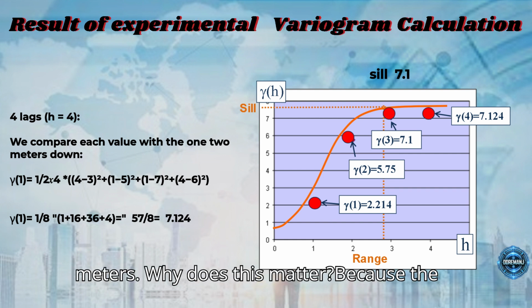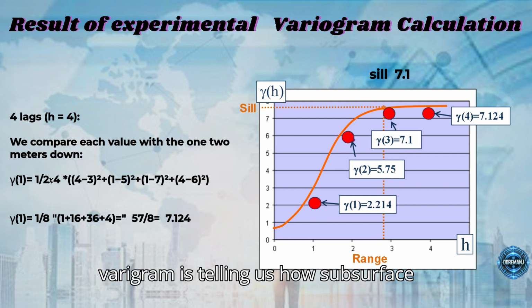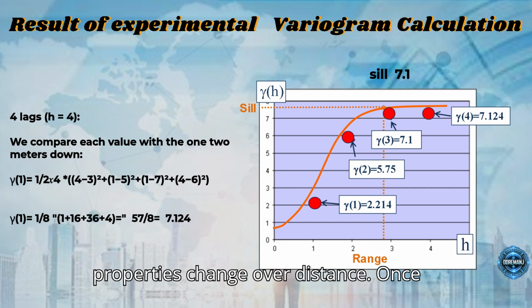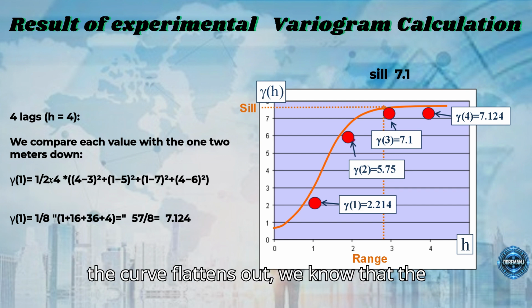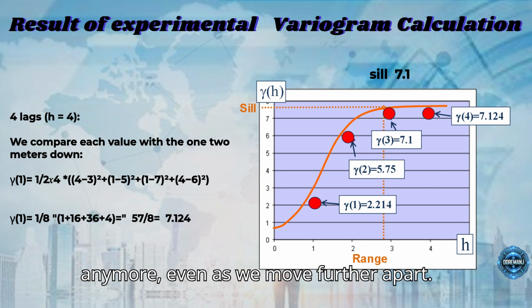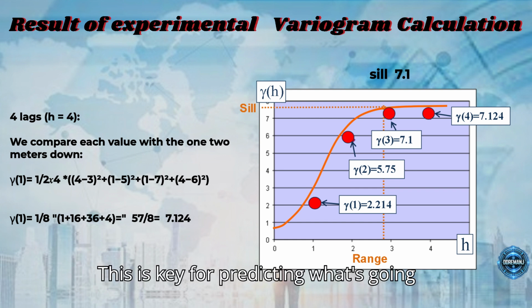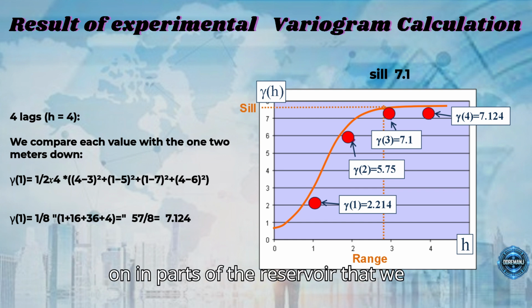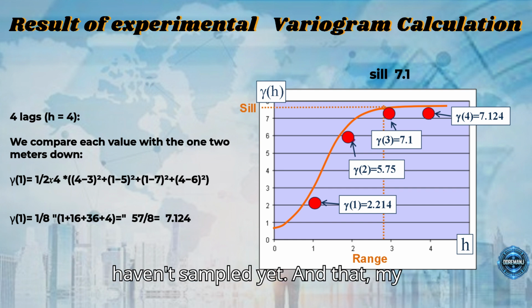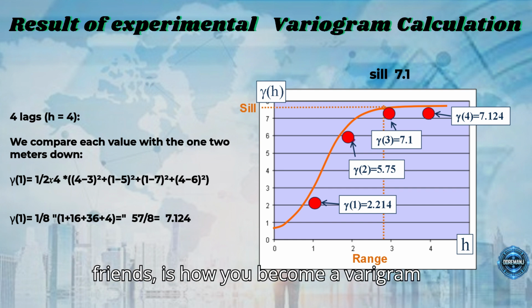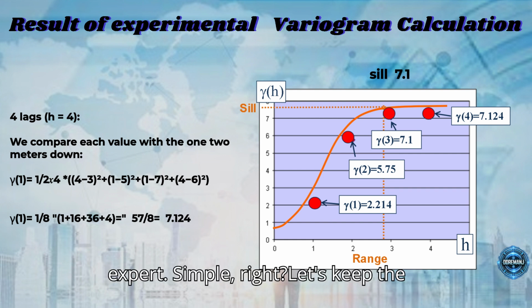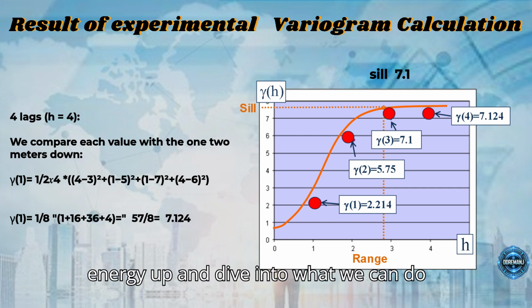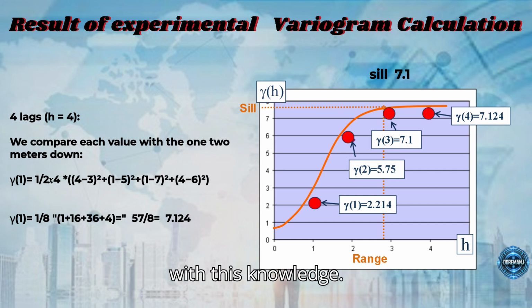Why does this matter? Because the variogram is telling us how subsurface properties change over distance. Once the curve flattens out, we know that the data points aren't going to surprise us anymore, even as we move further apart. This is key for predicting what's going on in parts of the reservoir that we haven't sampled yet. And that, my friends, is how you become a variogram expert. Simple, right? Let's keep the energy up and dive into what we can do with this knowledge.